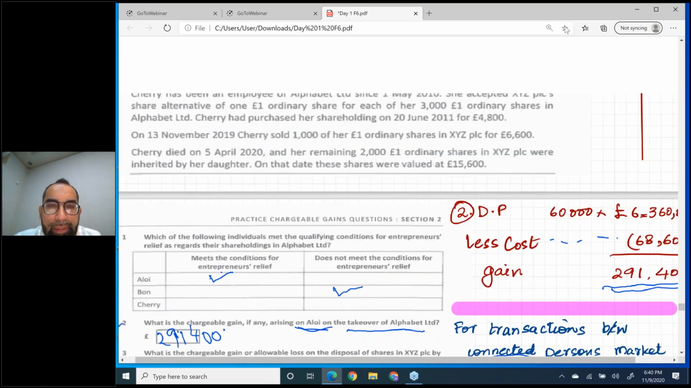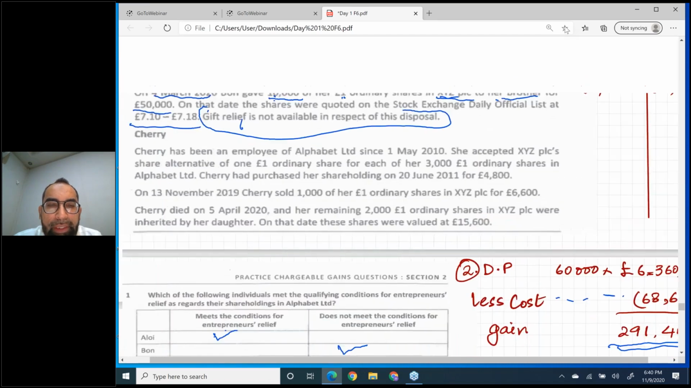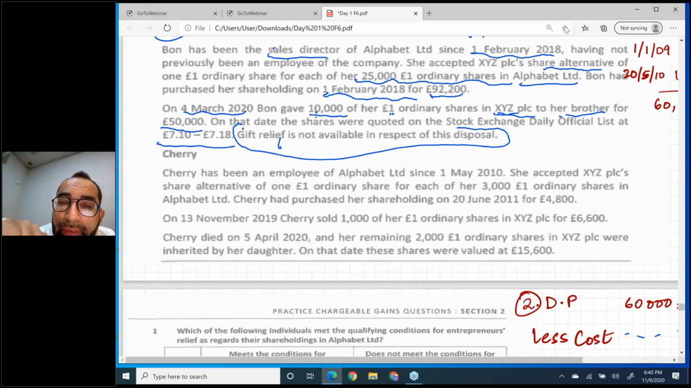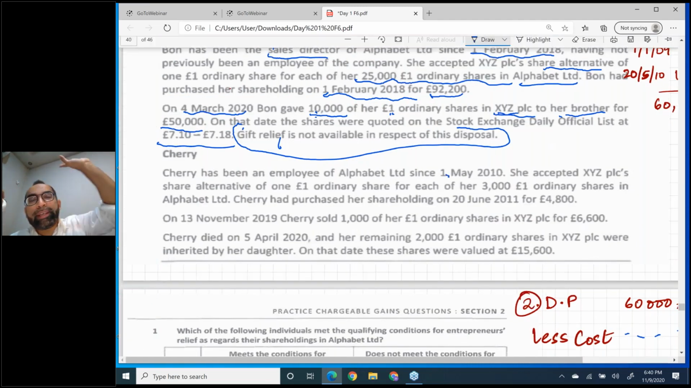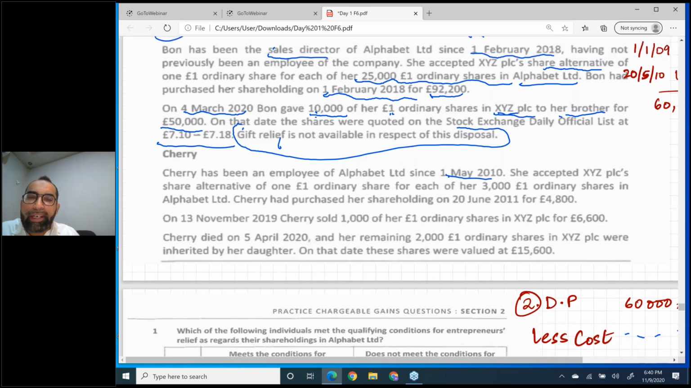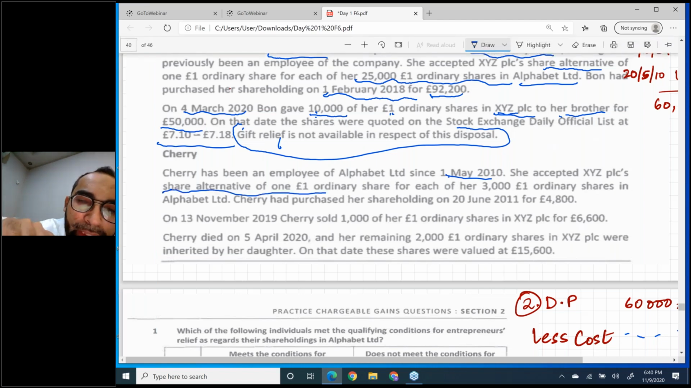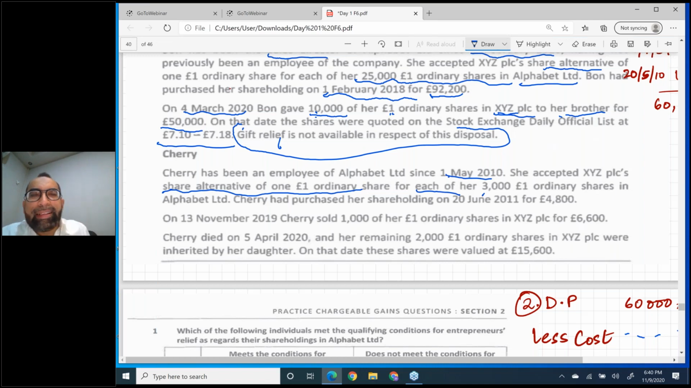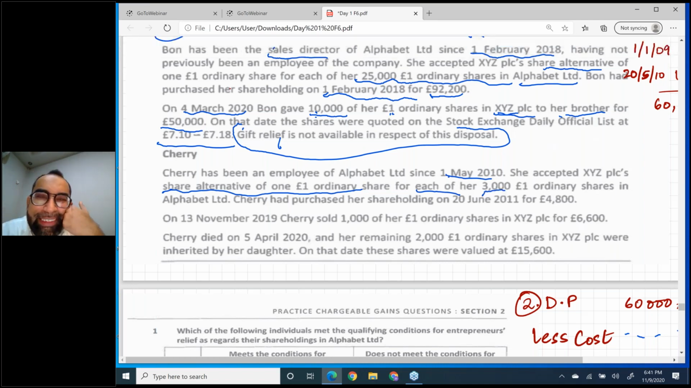Now the third shareholder, Cherry. Let's see. Cherry has been an employee of Alphabet Limited since 1st May 2010. Great news, almost 10 years, it looks like she might meet the conditions. But wait, she accepted XYZ PLC share alternative of one ordinary share for each of her three. Oh, she had only 3,000 shares.